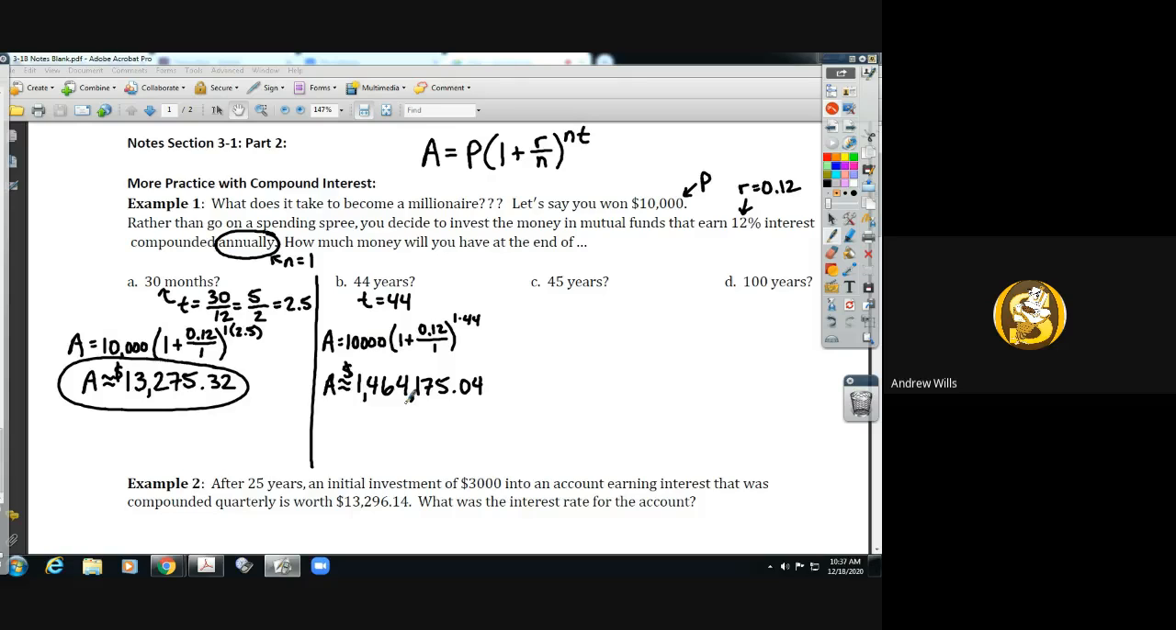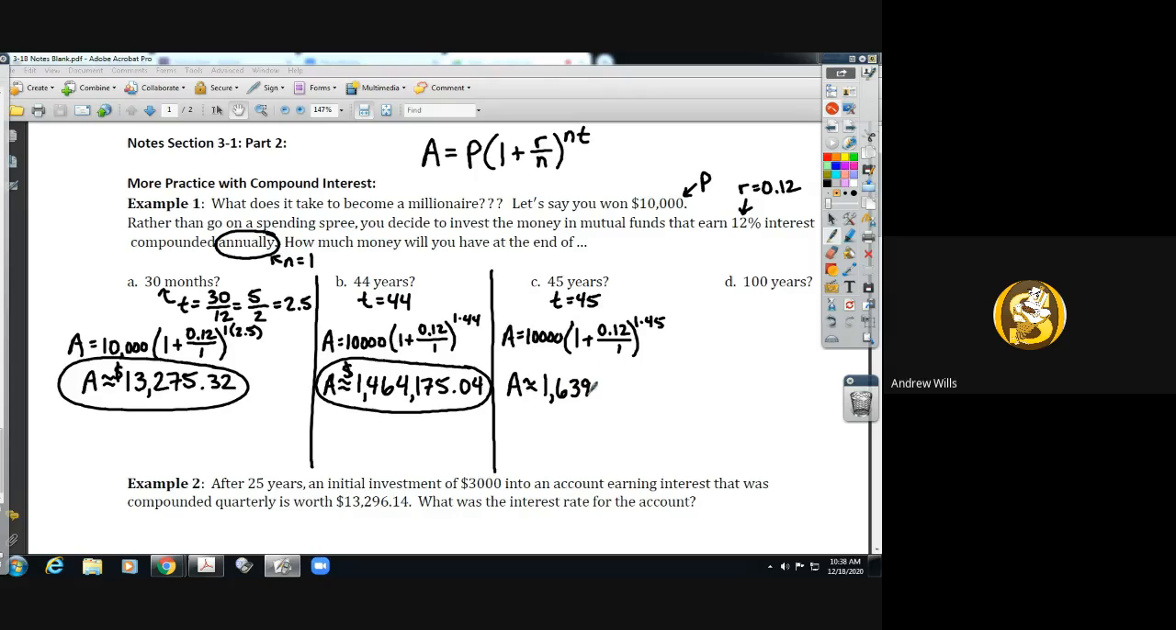It'd take 44 years. So it probably will take less than 44 years. Let's see where we're at after 45 years. So T equals 45. Again, A equals 10,000 times 1 plus 0.12 divided by 1 to the 1 times 45 power, and we feed it to the calculator. $1,639,876.04.